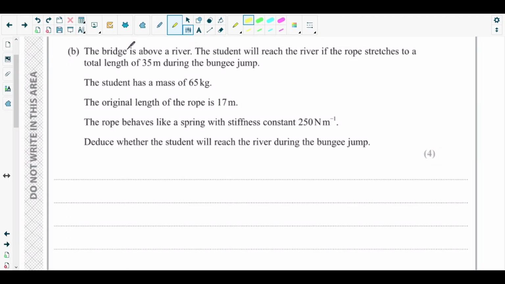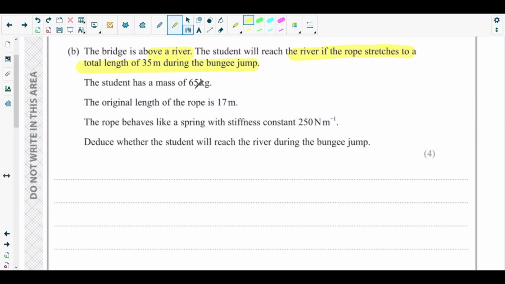So here the question says the bridge is above a river. The student will reach the river if the rope stretches to a total length of 35 meters during the bungee jump. That means the height from where the student is jumping off is basically 35 meter, right? Because as the student falls by 35-meter height, it will reach the river. That means the platform is at a height of 35 meter from the river.